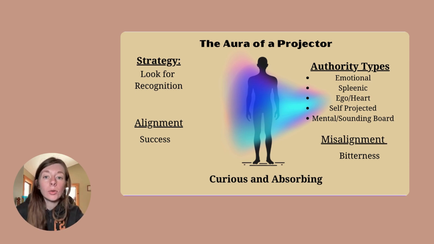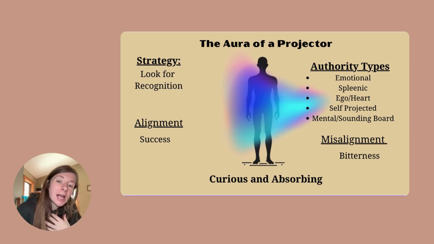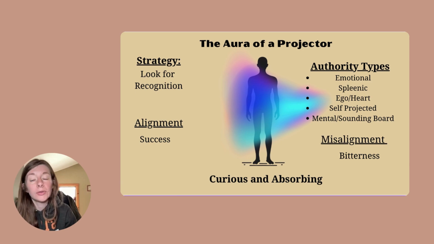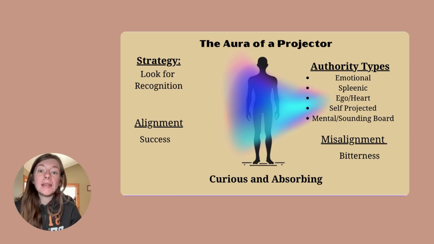Projectors are the newest aura type. They came around the same time that Uranus in the late 1700s was discovered. So in a way, in my understanding, they're sort of a Uranian type of being, right? And the age of Aquarius, they were being trained for the age of Aquarius. Now is their time to shine.